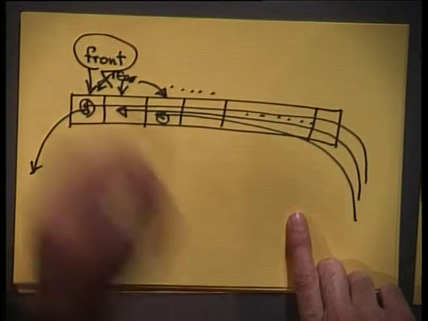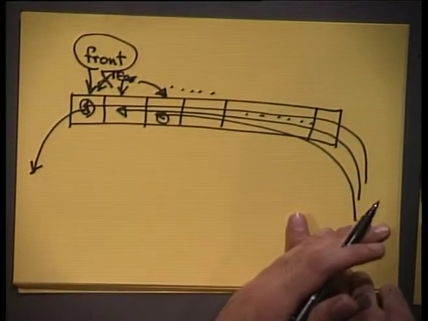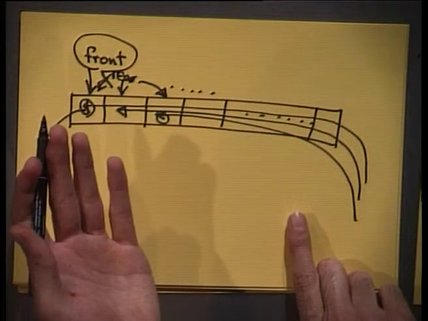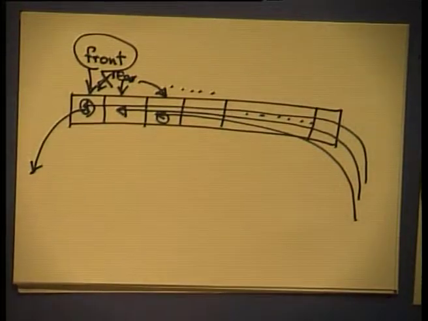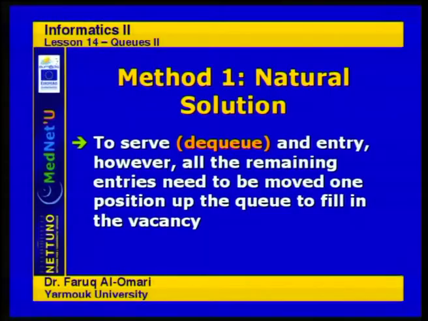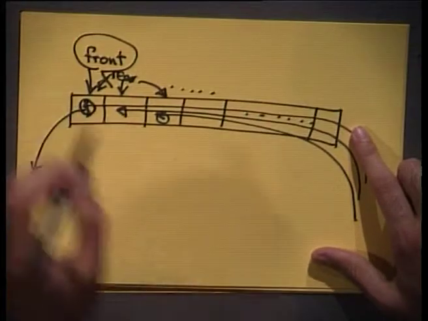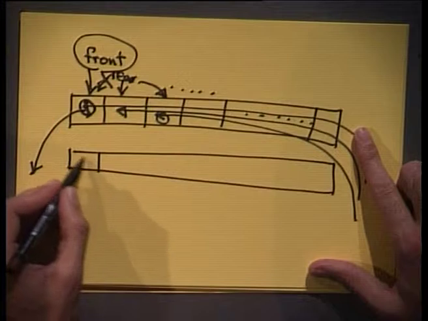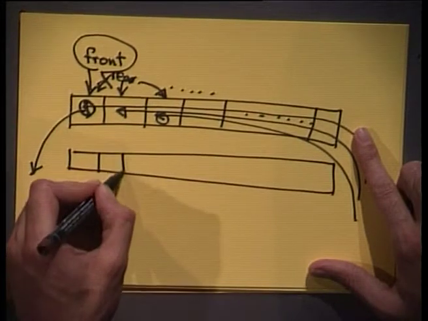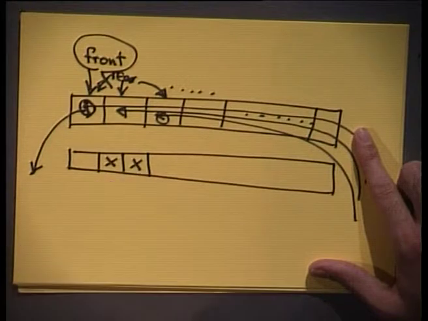However, I will always keep front here. So in case of appending, I don't have any problem at all. Well, is there a problem with the front? Yes, let's see. To serve or to dequeue an entry, all the remaining entries need to be moved one position forward up the queue to fill in the vacancy. Because when I serve this person, now here's the picture of the queue after I serve the first person. This one has already been served, so it's empty now. However, I have an entry here and I have an entry here.